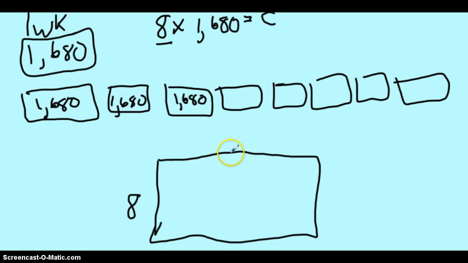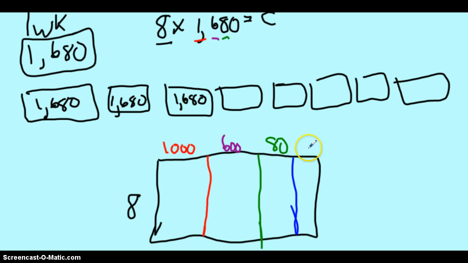1,680, though, I can break up. So I'm going to take and write each place value or its expanded form. So I can do 8 times 1,000. Okay. Then I can do 8 times 600. Then I can do 8 times 80. And then, of course, we've got this last one here, which is just 0. Of course, 0 is 0, so that's going to be an easy one.